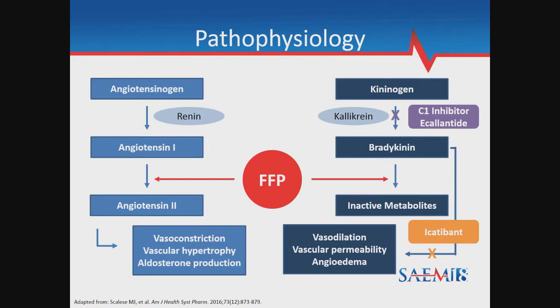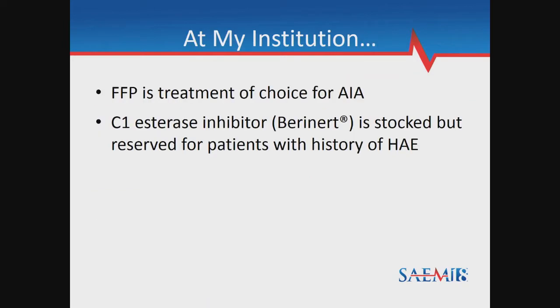So as I alluded to, at my institution, FFP is the treatment of choice for ACE-induced angioedema. We do stock C1 esterase inhibitor, but we reserve that only for patients if they have a documented history of hereditary angioedema. And I have to say that I have not ever used it since I've been working in my ED for any type of angioedema.